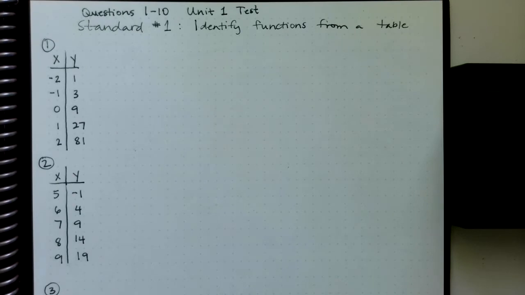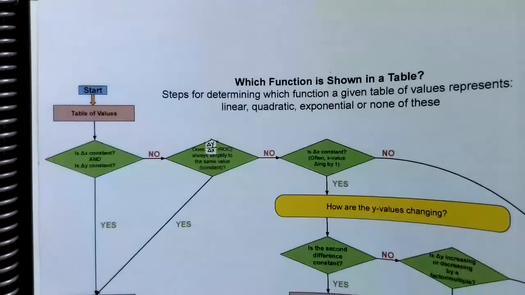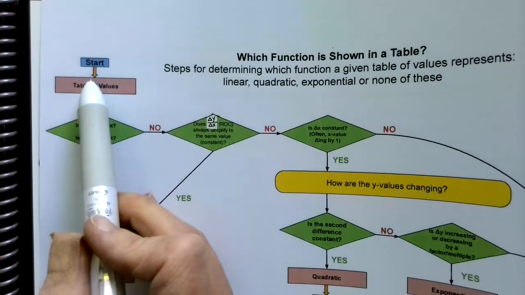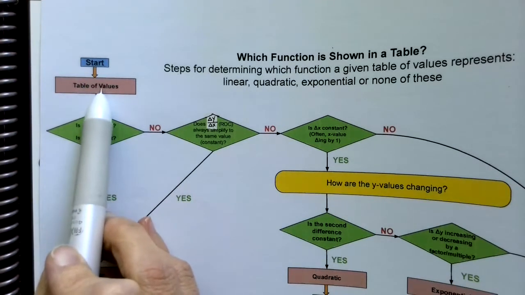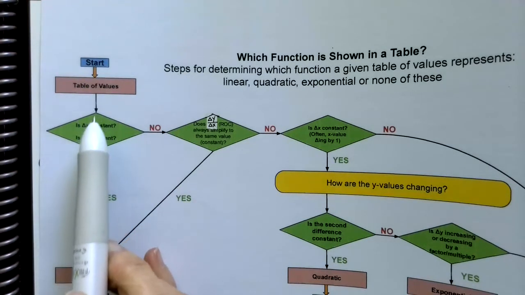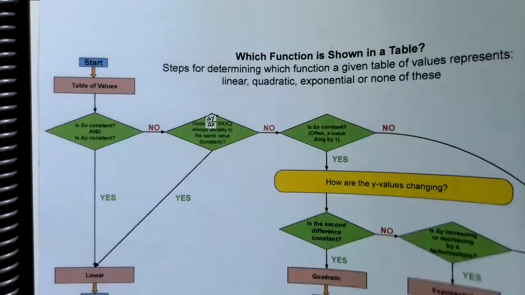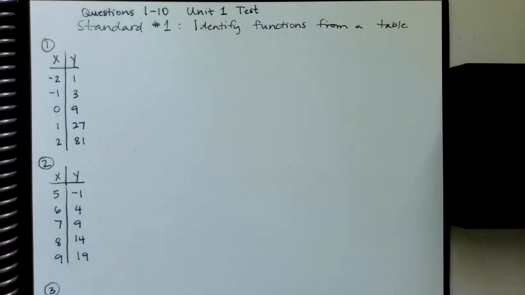So we'll look at several examples together. Always, the number one thing that you do when you are looking at a table and trying to determine which function it is, you start at the beginning of our flow chart or decision chart. So the first thing we're going to do is look at our table of values and follow the arrow, and it says, is the change of x constant and is the change of y constant? That's the first thing we're always going to do. And remember to pause the video and try these on your own.